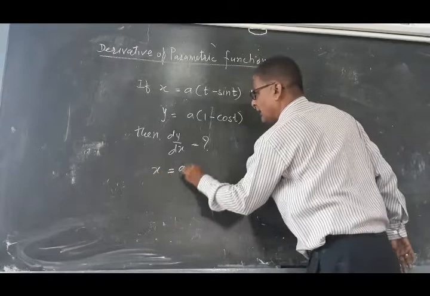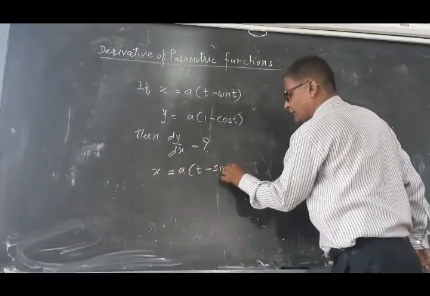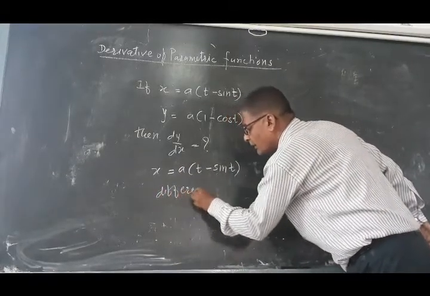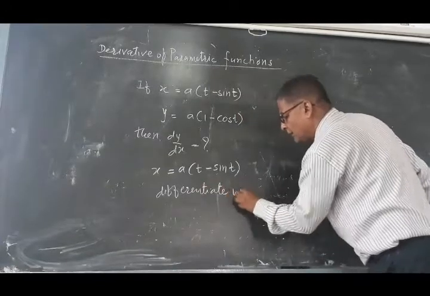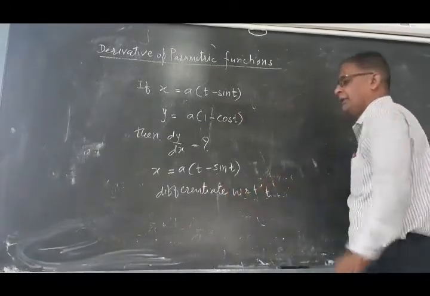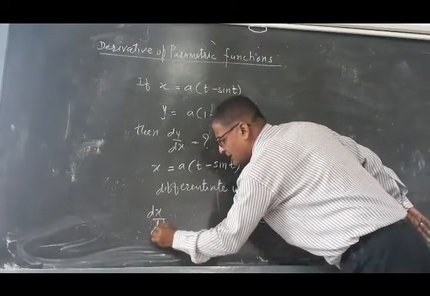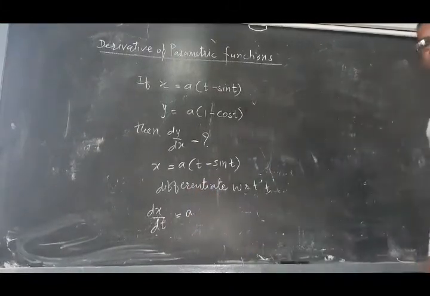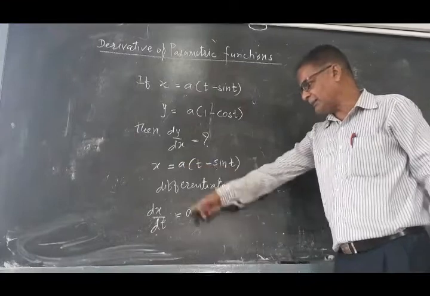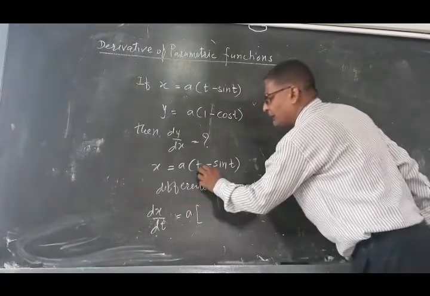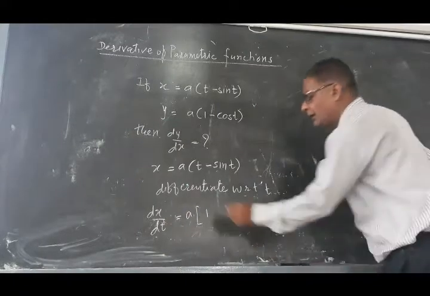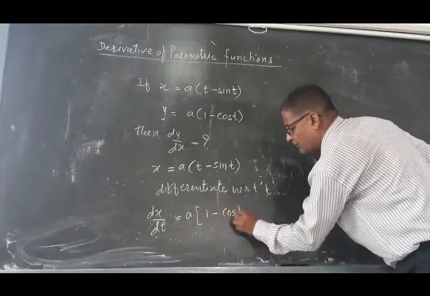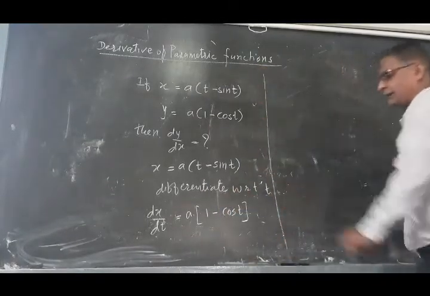x is equal to a(t minus sin t). Now t is the parameter, so you can differentiate with respect to t. Now dx by dt. What is differentiation? dx upon dt, a is a constant coefficient of the expression t minus sin t. Now t differentiated with respect to t is 1, and minus sin t differentiated is minus cos t, so that is equal to a(1 minus cos t). Now the first differentiation we have here.